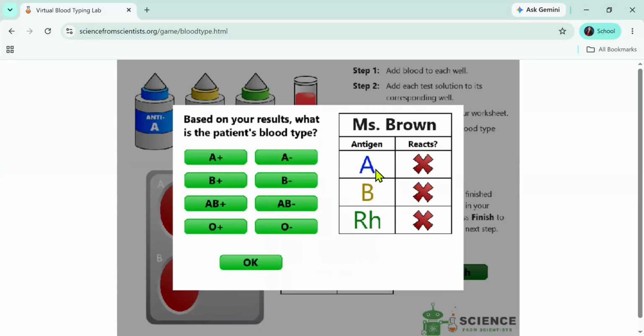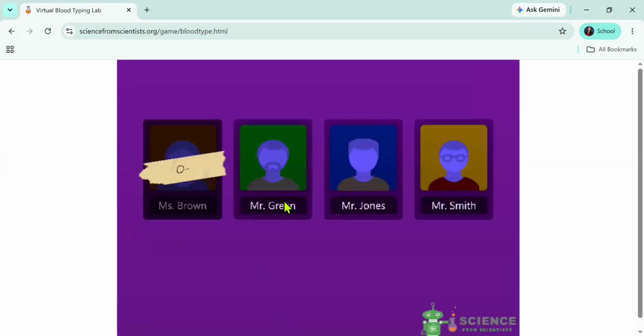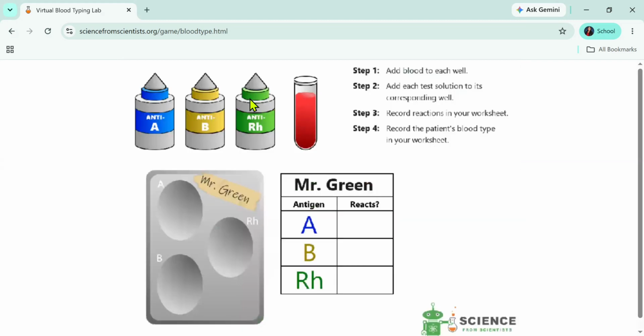If there's no agglutination in A, B, and RH, then it is not A, it is not B, it is not AB, it is O, right? What type of O? Is it O positive or O negative? There is no reaction in the RH, so it is O negative. So Miss Brown is type O negative. Okay, so let's check on Mr. Green. Let us put the blood again on each well.